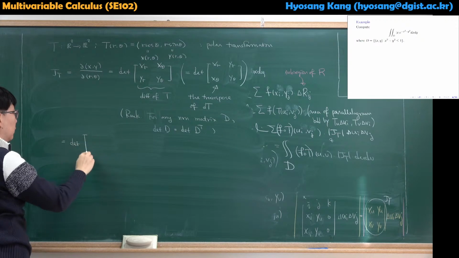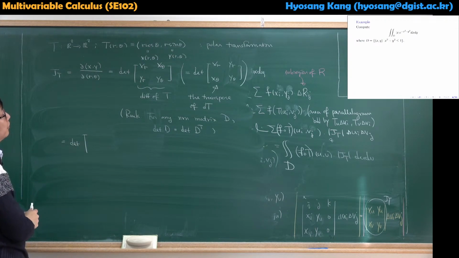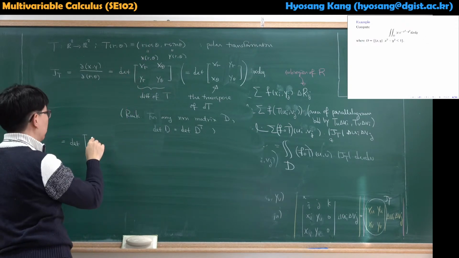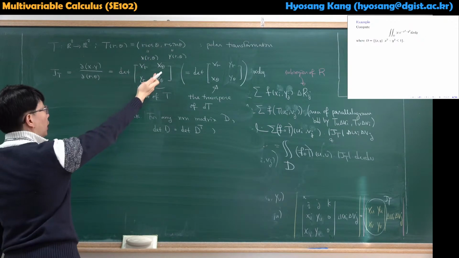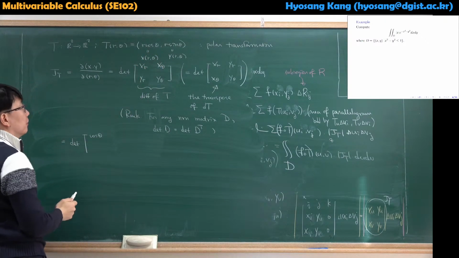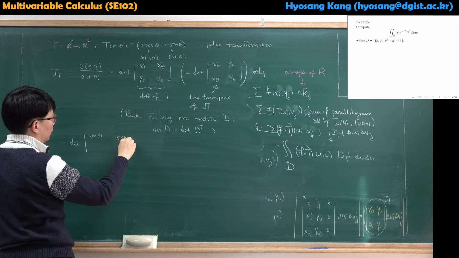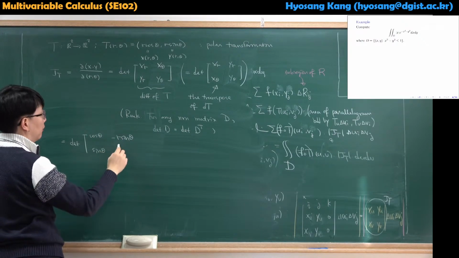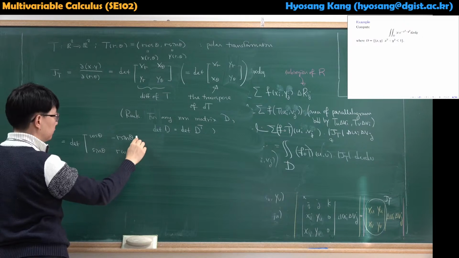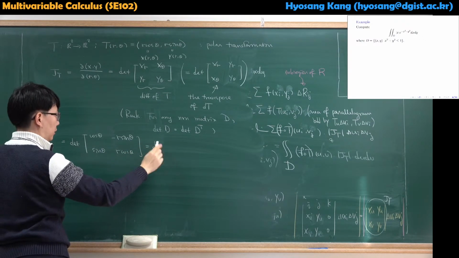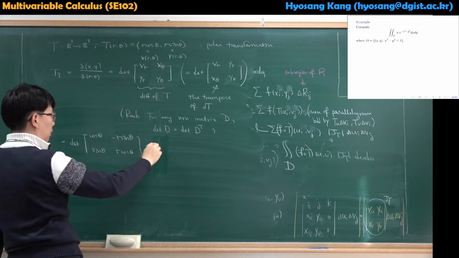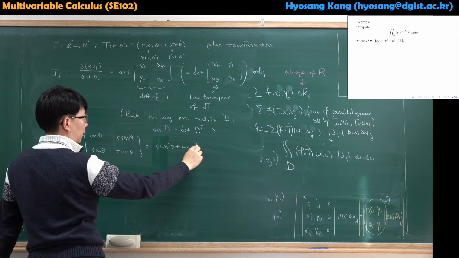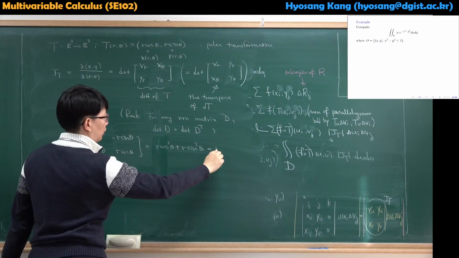So it's a determinant of, first you take the partial derivative of r cosine theta in terms of r. We have cosine theta. And you take the partial derivative in theta, minus r sine theta. And for y you have sine theta, and we have r cosine theta. So it's r cosine square theta plus r sine square theta. So this is r.